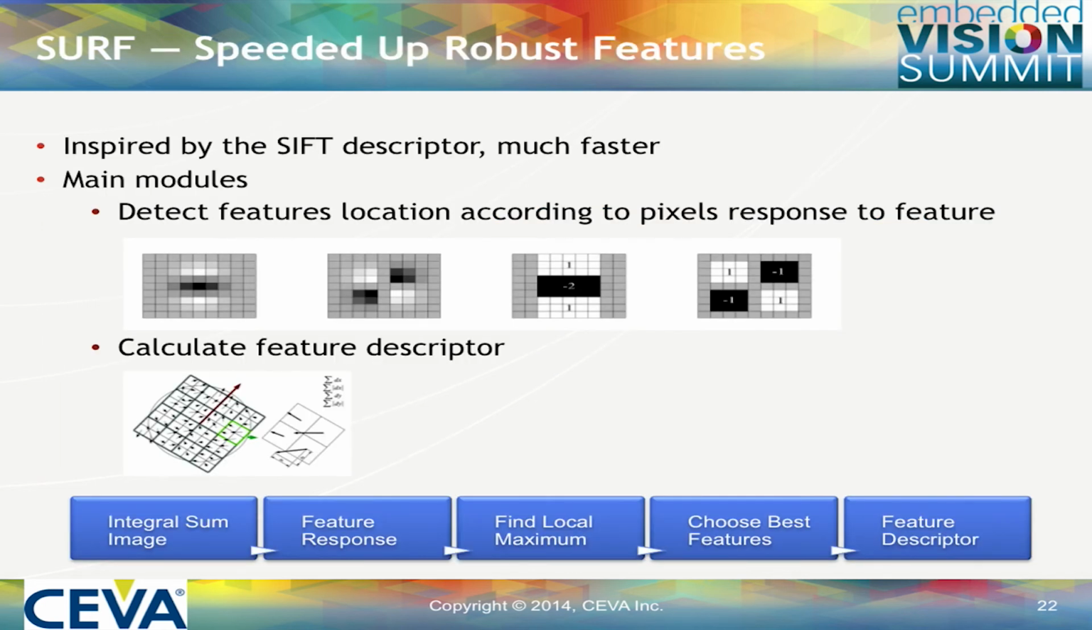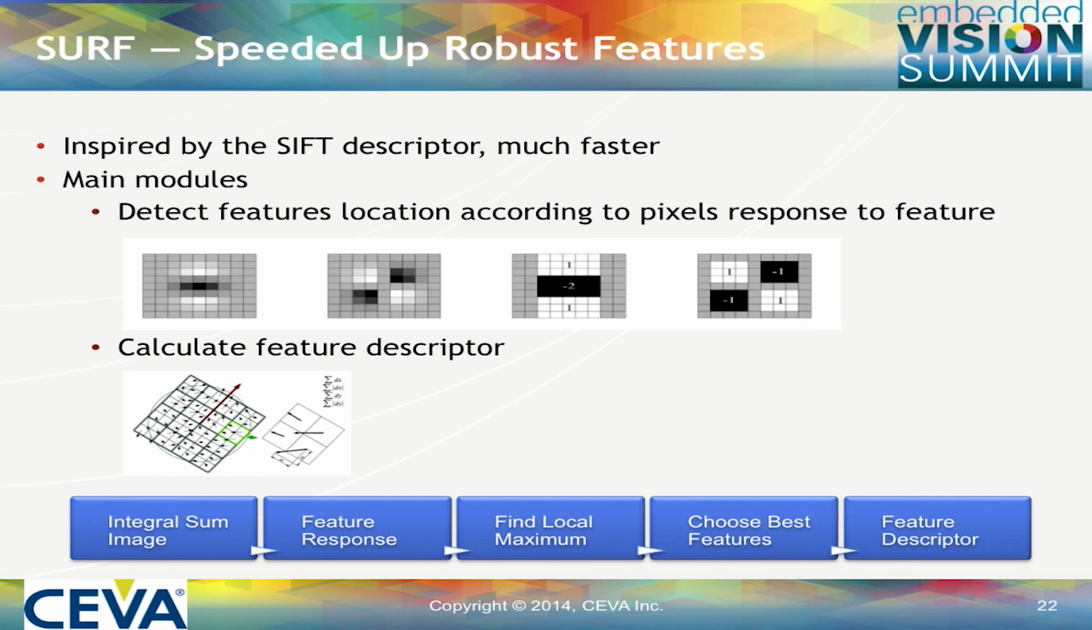Going to SURF. SURF is an algorithm that includes descriptors, that includes the whole scheme from image processing, detection, description, and matching. And I think it was inspired by the SIFT descriptor, but wanted to do it much faster, much more efficiently.